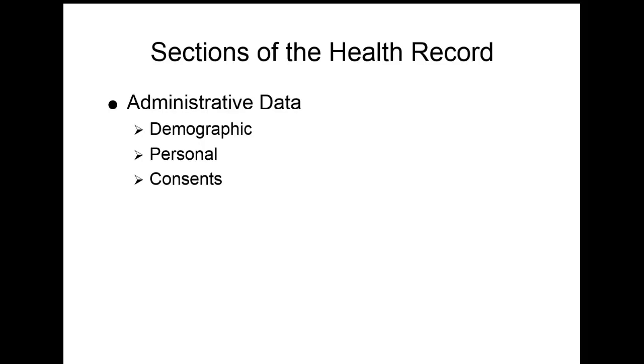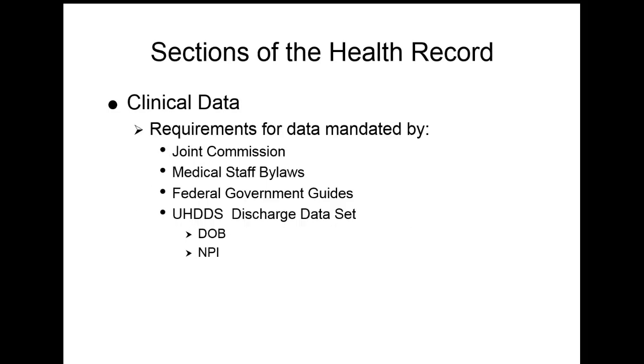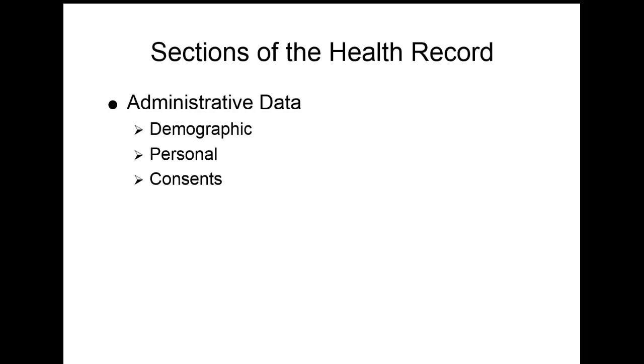Now, when we talk about the different sections of the medical record, we have administrative data, then we have clinical data, and we also have the demographic data. The administrative data does include demographic data, all the personal information about the patient, all the different consents that the patient has to sign for their care. There's a general consent to treat, then there's the HIPAA notice of privacy practices, then there's the consent that you sign that says what your insurance company doesn't pay, you'll pay. All of those go into a section of the record that's called administrative data.